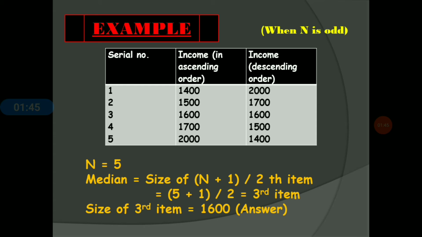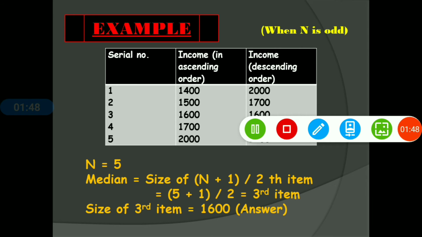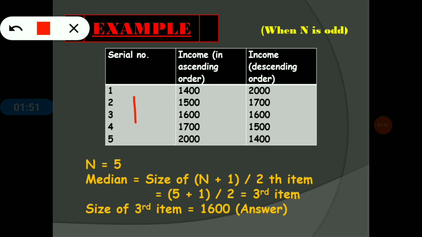So here this is the example for the odd number. Because there are 5 variables, and we all know that 5 is an odd number, n is equal to 5. So what is the value of median? Median is equal to (n plus 1) by 2, that means (5 plus 1) by 2, which is equal to the third item. So the third item is the value of median for this particular example. What is the value of the third item? That is 1600. So 1600 is the value of median, and this is the answer for this particular example.